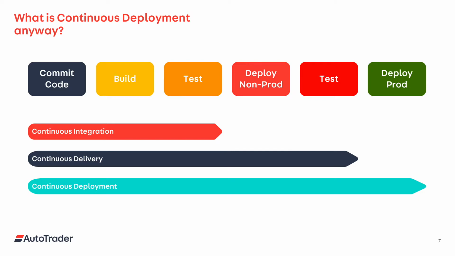It doesn't become continuous delivery until you're actually aiming to release every single build where those tests in your non-production environments have passed into production. The key word here is aim, right? The difference between continuous delivery and continuous deployment is that you've automated that final step, and every build where those tests pass goes into production.